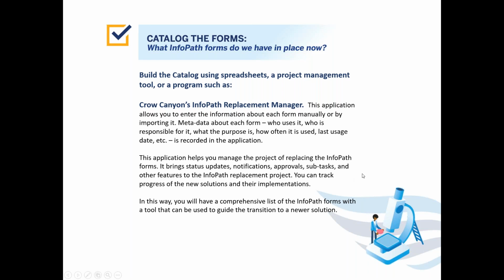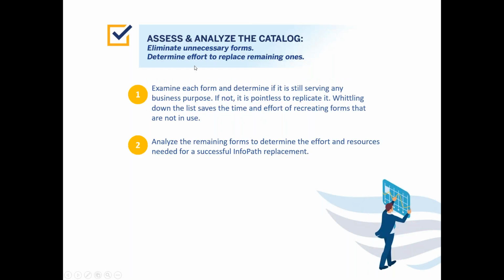So when you get the catalog, you want to go through and analyze it and assess and say, well, why replicate or reproduce unnecessary forms? You can know how often it's been used. You keep a record on your spreadsheet or in our project manager, and know that this form's been used only once in the last year or hasn't been used for 2 years. Unless there's some particular reason, no need to replicate it.